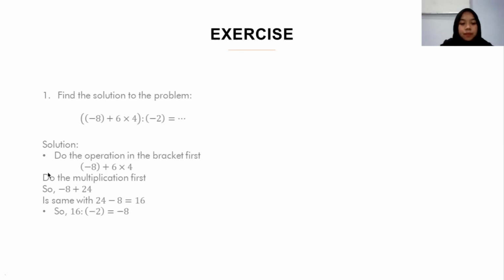Okay. And then we go to this bracket. For the result, we should times this number, no, I'm sorry, we should divide it: 16 divided by minus 2. So 16 divided by minus 2 equals minus 8, like that.